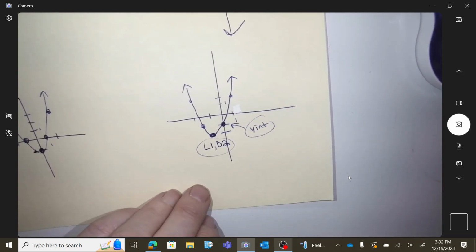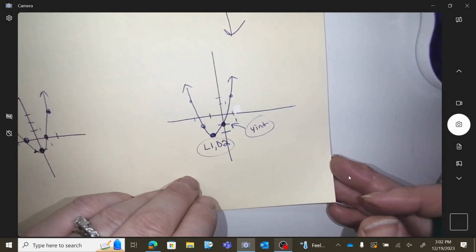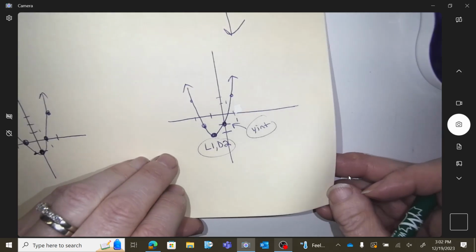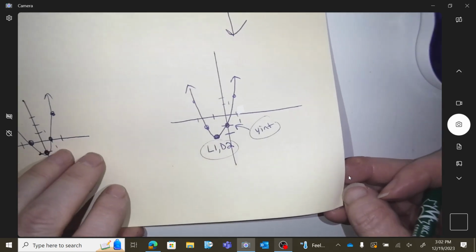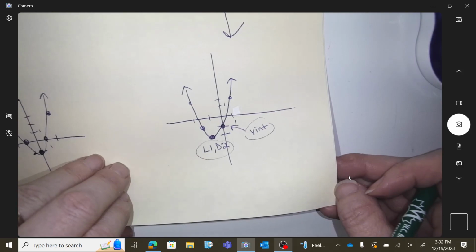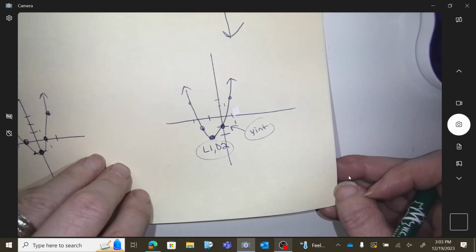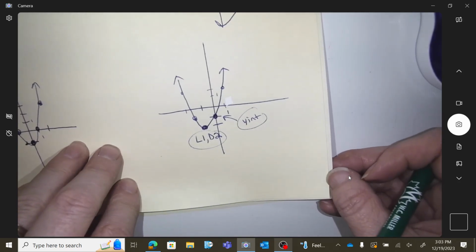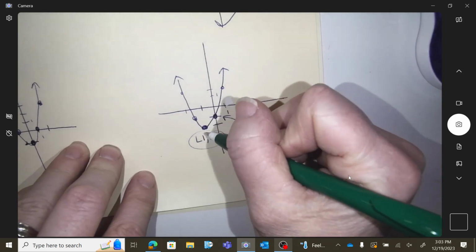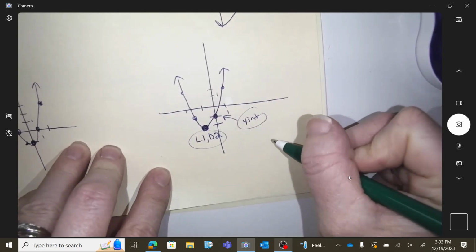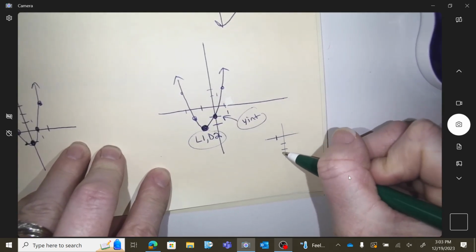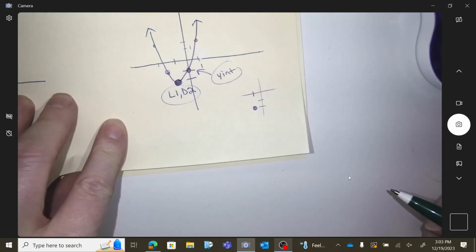Okay? Do you see all those things you've ever learned tying together? Left 1, down 2. I'm getting weird eyes. Am I doing something wrong? The parabola, the start of it is here. Left 1, down 2, you start.